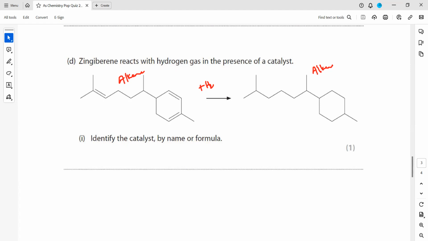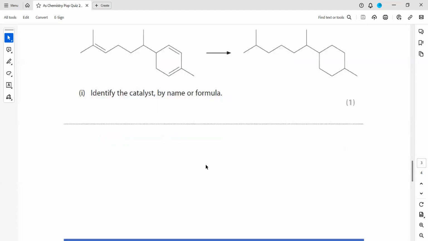So what is the catalyst used for this reaction? We use nickel as a catalyst. You can say Raney nickel, or you can say finely divided or small pieces of nickel, or you can simply say nickel.